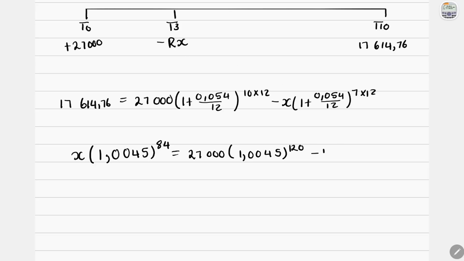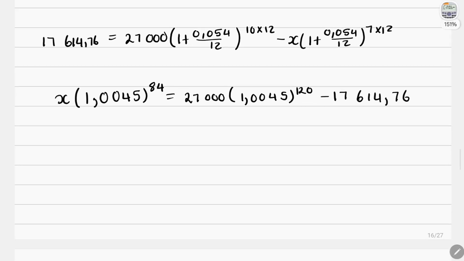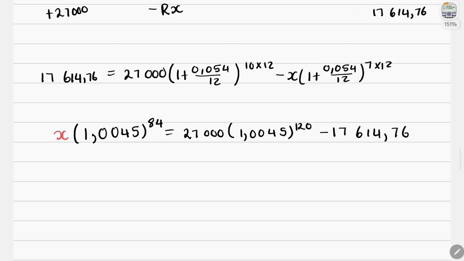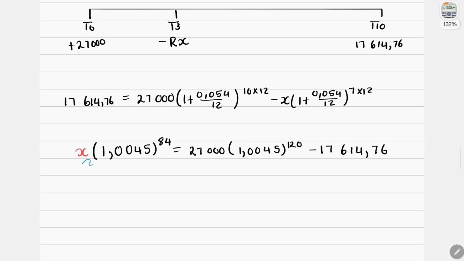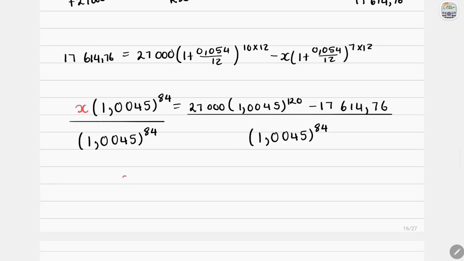So we're transposing this, which is 17,614.76. Okay, so at this point, you see that in order to get to x, all you have to do is get rid of this number. And this is being multiplied to the x, so we need to divide by it to get rid of it. So we'll simply divide both hand sides by this number. So x is equal to, and I'll rewrite all of this, and then let's put it on the calculator.